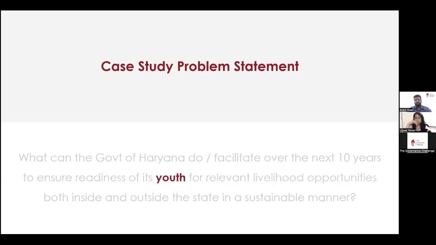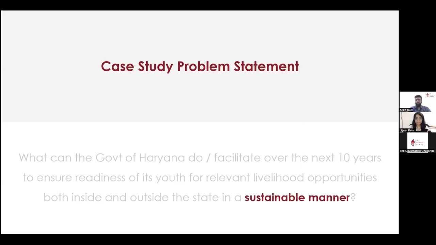The third piece is youth. And when we say youth, we are talking about 18 to 25-year-olds 10 years from now, which would essentially mean that these are people who are in the age bracket of 8 to 15 today, and would be in the age bracket of 18 to 25, 10 years from today, right? So we have to focus on what can be done for them over a period of 10 years to make sure that they are ready for relevant livelihood opportunities 10 years from today.